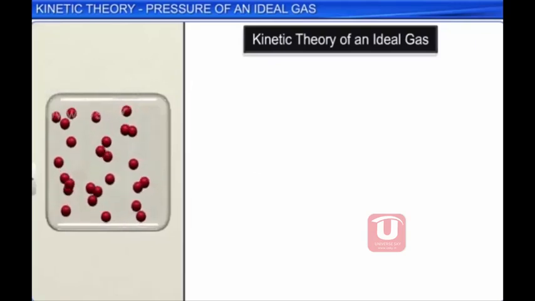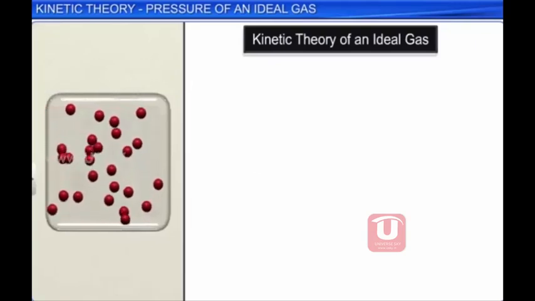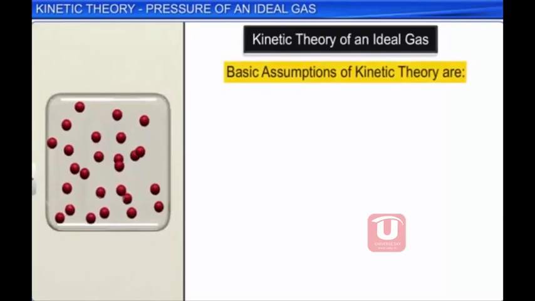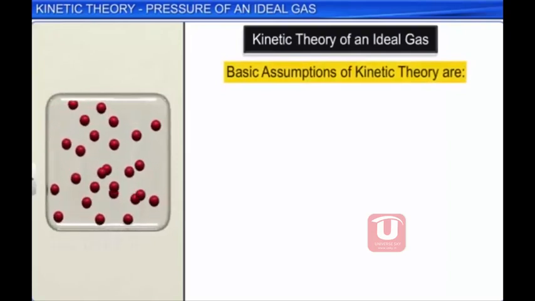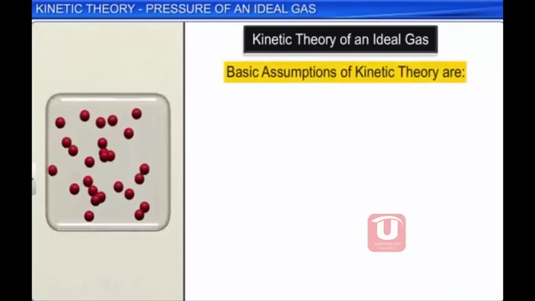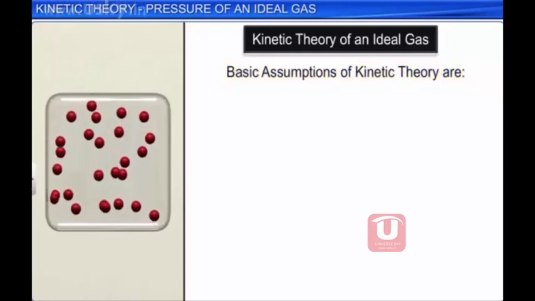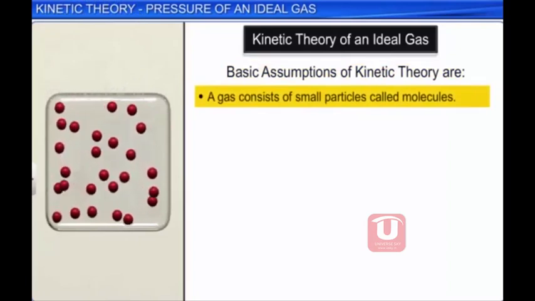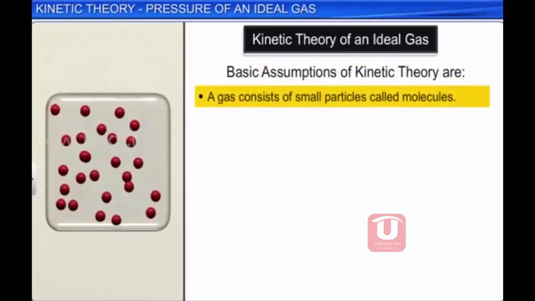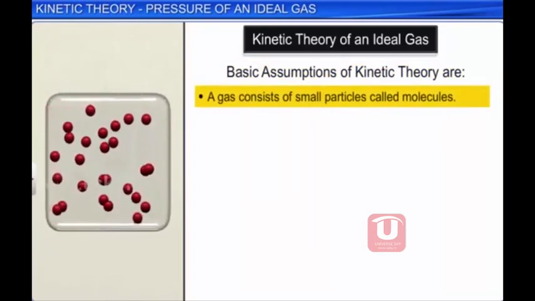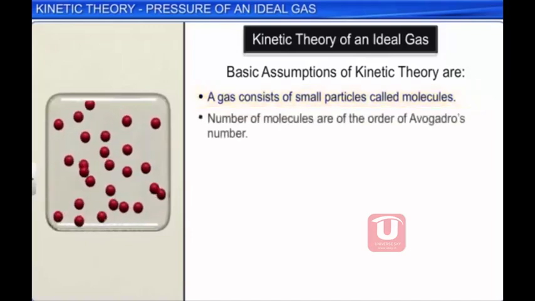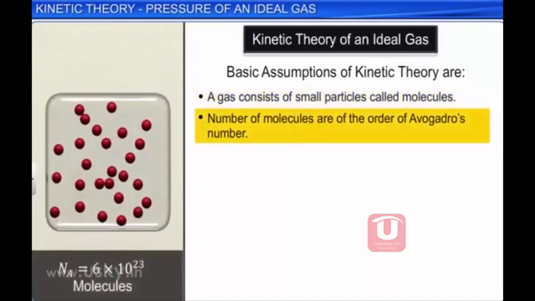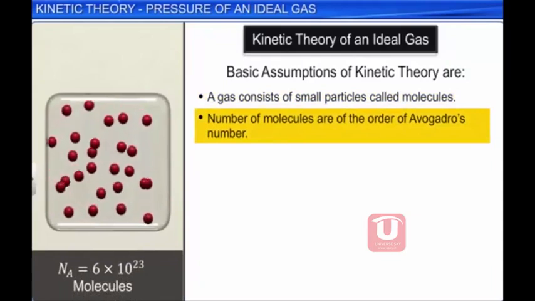From the microscopic point of view, an ideal gas is defined by making the following assumptions based on the kinetic theory of gases. The postulates are: a gas consists of a large number of small particles called molecules. The number of molecules is of the order of Avogadro's number.